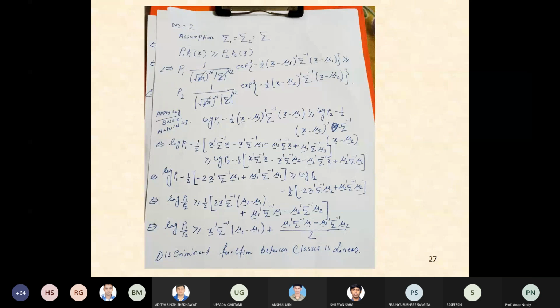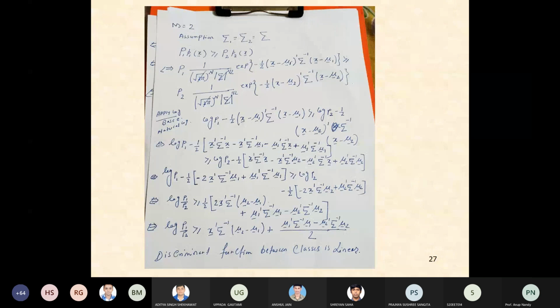Is that clear to all of you? Why are we writing it this way? Because in linear algebra, if something is a scalar, and it is the transpose of another scalar, both will have the same quantity. So you could write it this way. Now in the next step, obviously it is an if and only if. Log P2, I'm bringing back to the left hand side. Then I will have log P1 minus log P2, which gives you log P1 by P2.